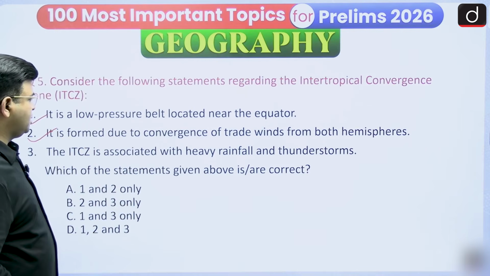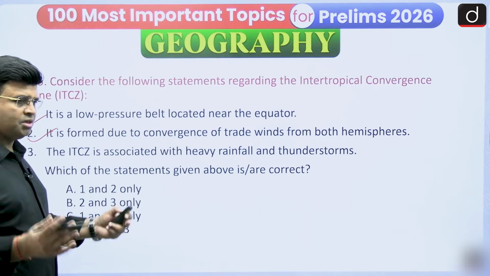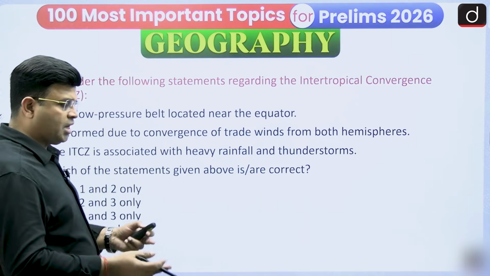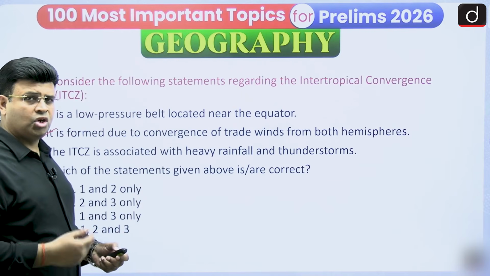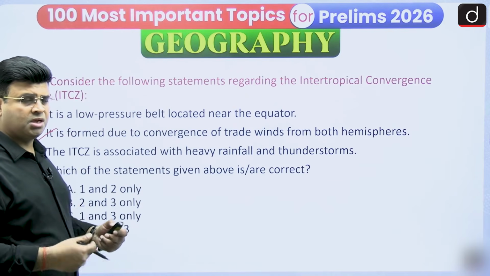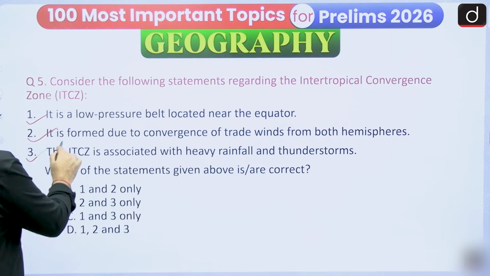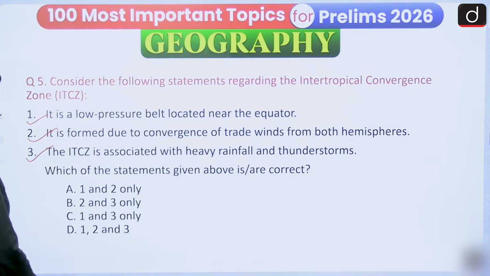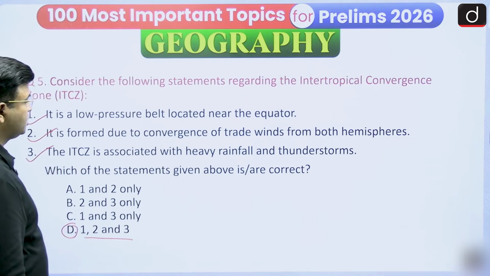The ITCZ is associated with heavy rainfall and thunderstorms. Yes, in this region there is warm heating, low pressure, and the warm water vapor and warm air go upward, converting into cumulus and cumulonimbus clouds and causing thunderstorms and a good amount of rainfall. So this statement is correct. So we can say that all the statements, option D, 1, 2 and 3, are correct.